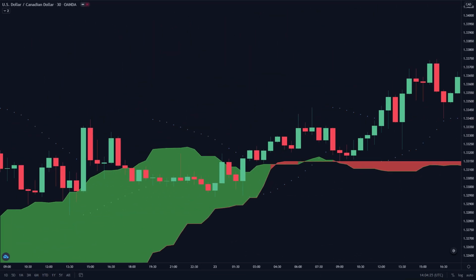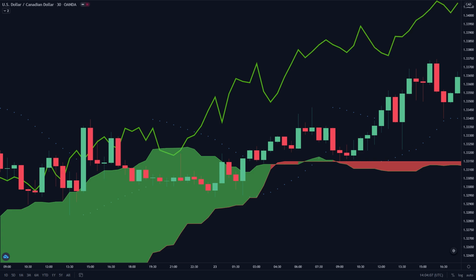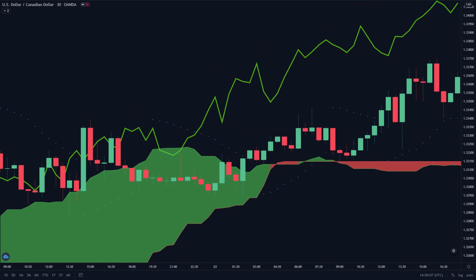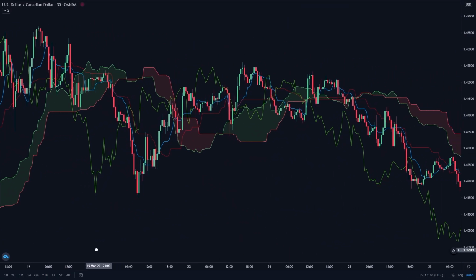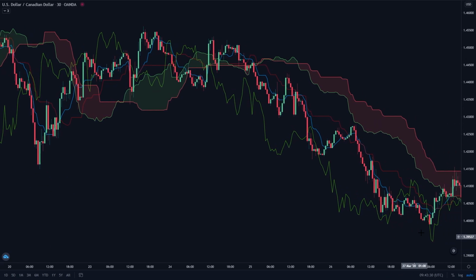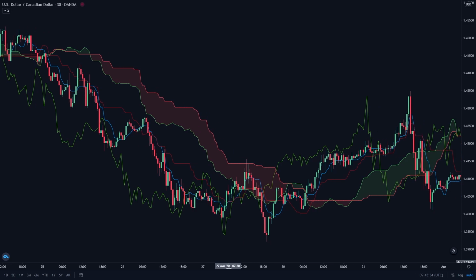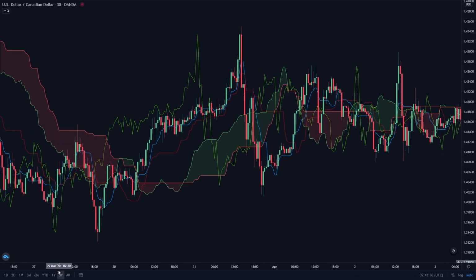So to further confirm the trend, you can add the lagging span to further confirm the overall trend direction. So if the Ichimoku parabolic SAR displays a long position while the lagging span is heading upwards, that is a good sign that the price is on an uptrend. So overall, the Ichimoku clouds is one of those indicators that you can easily combine with other indicators. You can also utilize it with your current trading strategy.